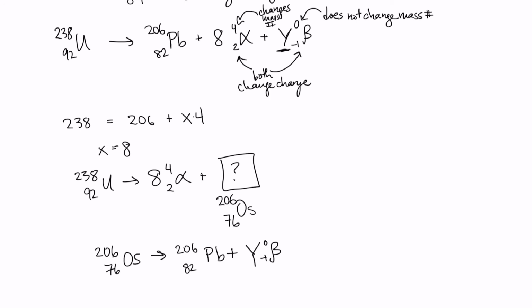So 76 equals 82 plus Y times -1, and I end up with Y equals 6. So when I do my complete equation up here, I can replace Y with 6. 8 alpha particles and 6 beta particles in this decay.